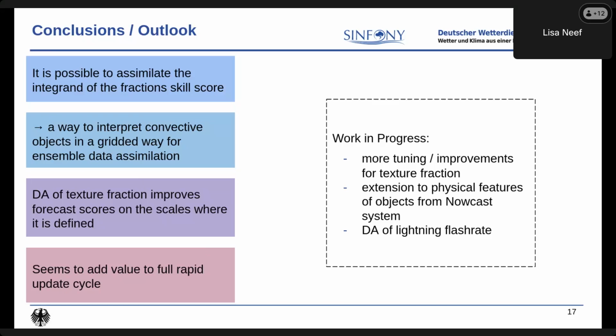So my work for the next few months is more tuning and more improvements of this assimilation. We are also working on assimilating not just the texture fraction, but extending the principle to assimilating features of convective objects that are produced by the operational Nowcast system. And in a very similar vein, we are working on assimilating lightning flash rate. I didn't have time to talk about that today, but I'm happy to answer questions about it, or happy to take emails about it also. I can send slides or whatever on that. And I'll close with that. So thank you.